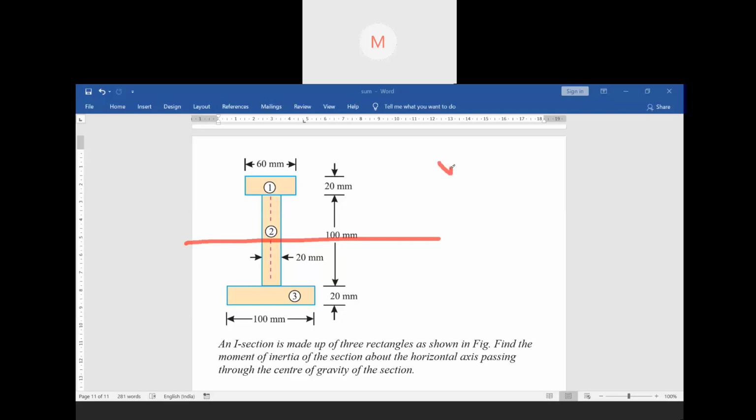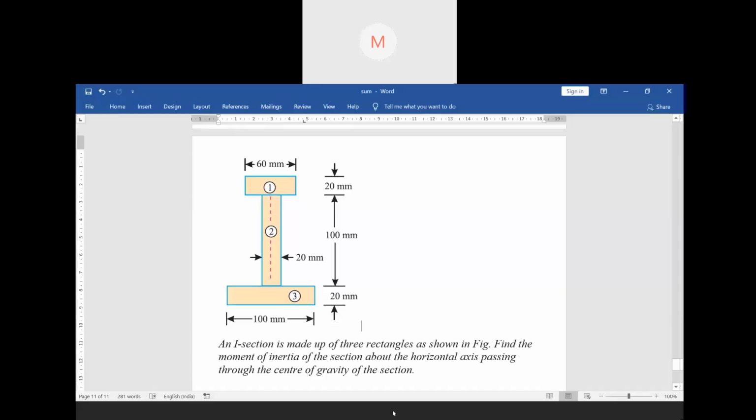Can you find out y1, y2, y3? Any doubt? Okay, someone wrote y1 is 60. How much will it be? 60. Imsong wrote the correct answer. Very good.